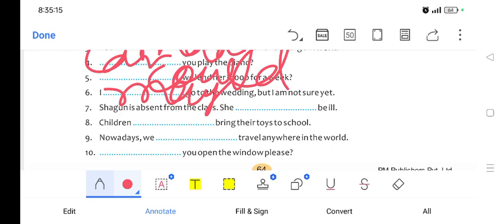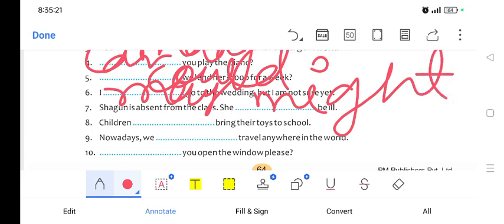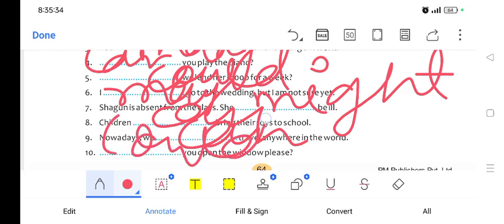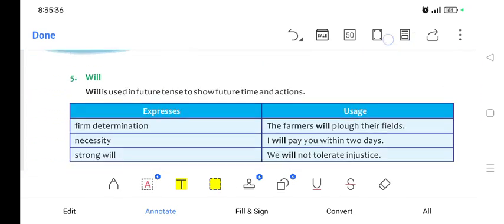Then the next one, Shagun is absent from the class. She might be ill. Okay. Next one, children can bring their toys to school. Okay, nowadays we can travel anywhere in the world. Could you open the window, please? So, here a humble request with someone.